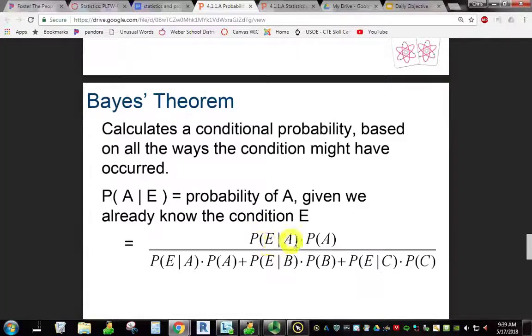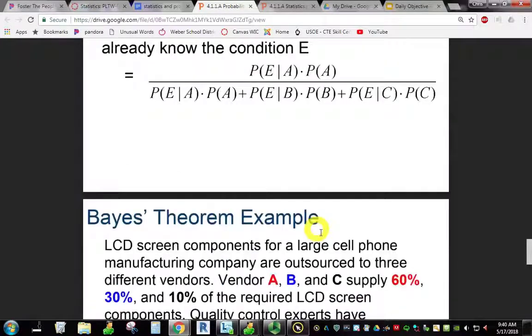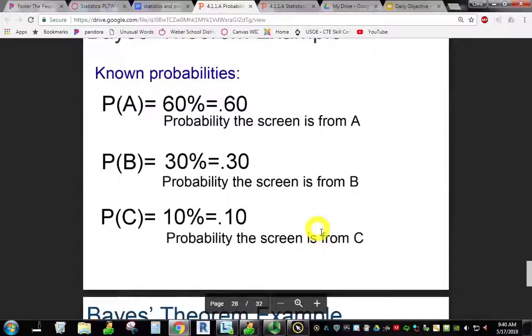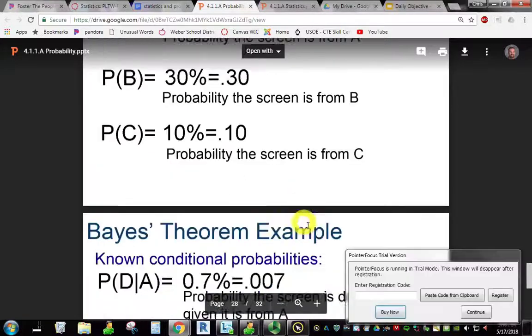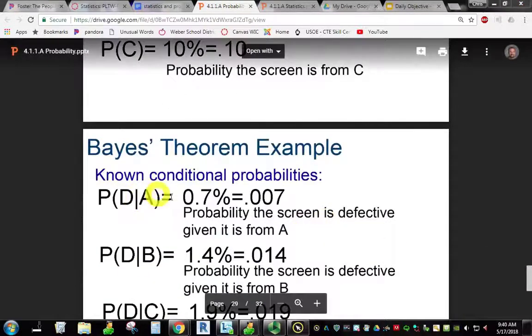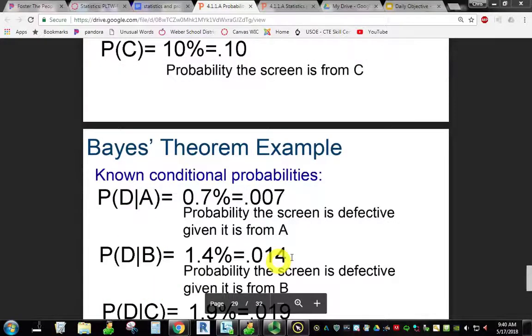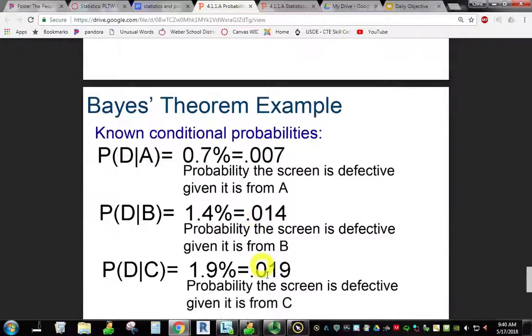I'll walk you through part of it. And then times, don't we know the probability that the phone came from A? We sure do. Probability, excuse me, I read that wrong. It's 0.007, probability that it was defective from A, and then 0.60 are the probability of the ones that came from A. And let me scroll down. So this is just kind of saying what we already know. Probability they came from A, B, and C. Probability of the defective ones from A, defective ones from B, defective ones from C. Don't forget to change your percentage to decimals, always.